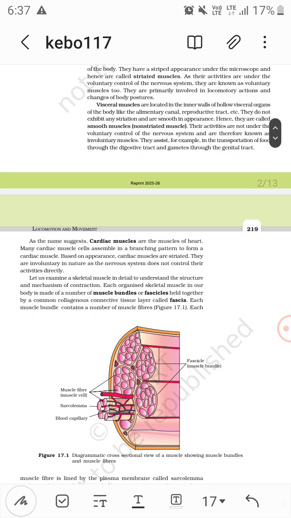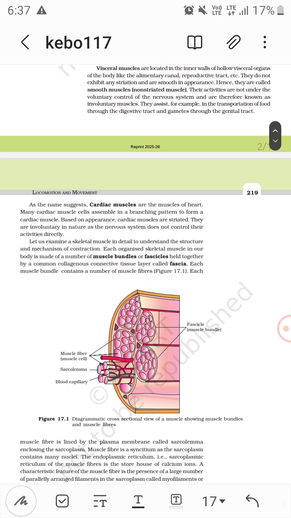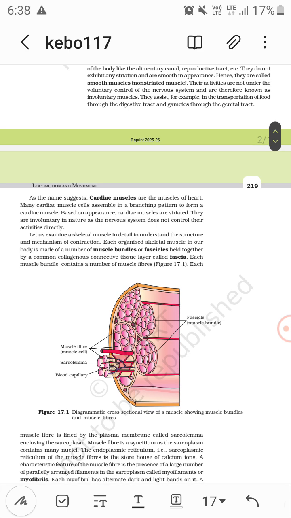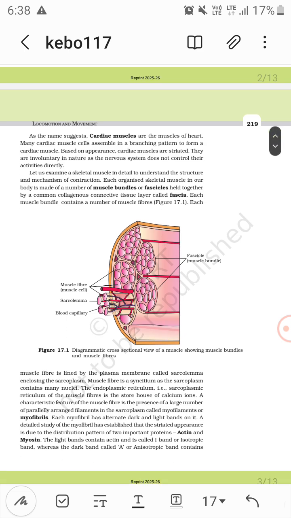They are non-striated, smooth in appearance. Then cardiac muscles show branching, and they are striated and involuntary, not under the control of our activities, that is, the central nervous system.